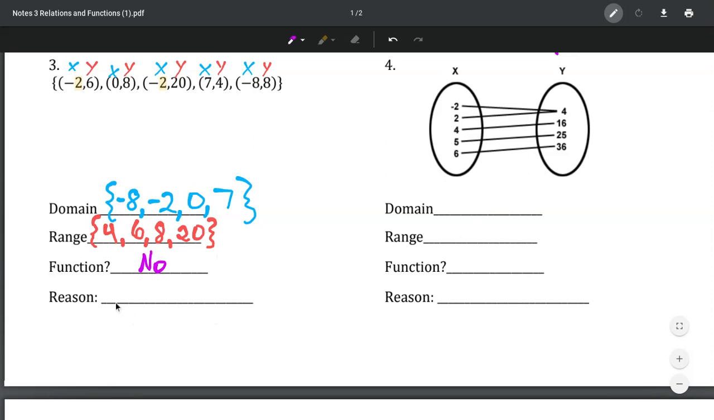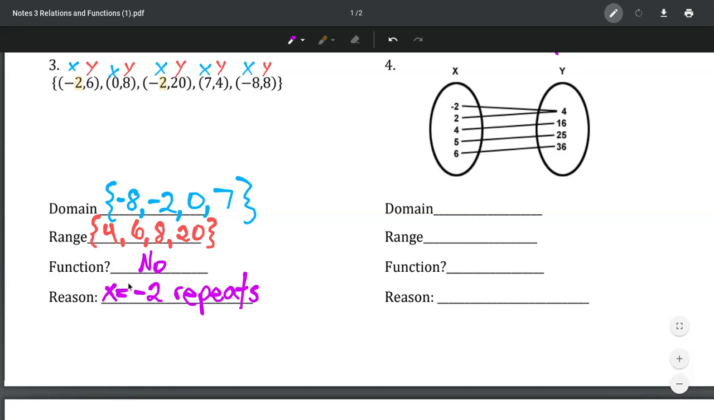And the simple reason can be that x equals -2 repeats. And more formally, we could say that x equals -2 is paired with multiple y values. -2 is paired with 6. It was also paired with 20. Because technically, if this was a 6 and this one was a 6, we would have no issue. But it didn't. And so we can just simply say that x equals -2 repeats.